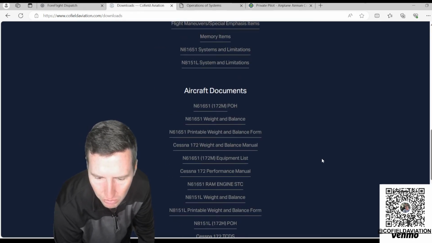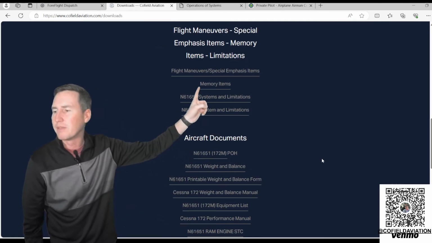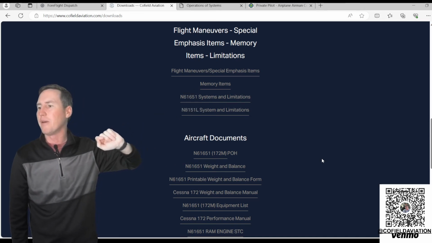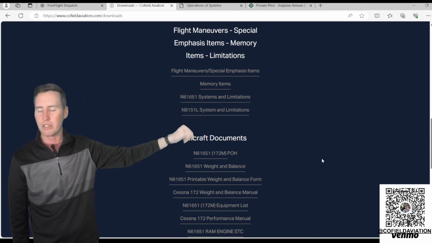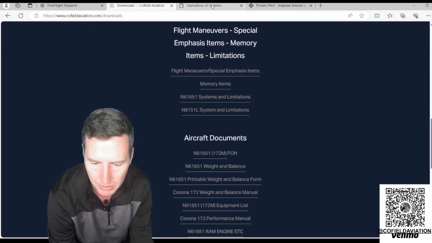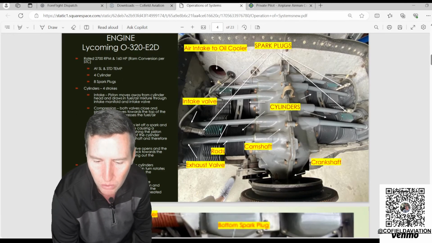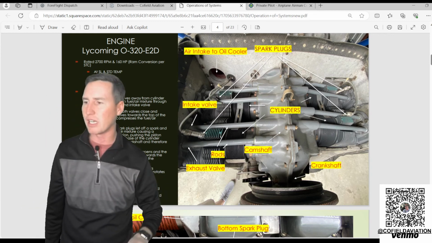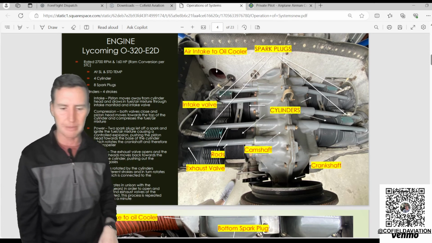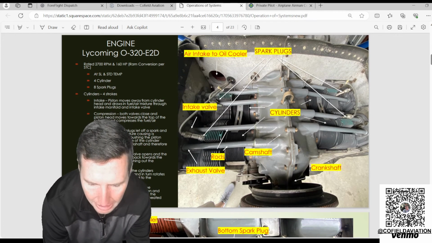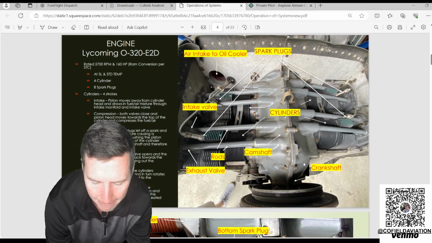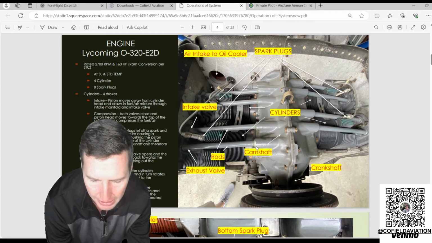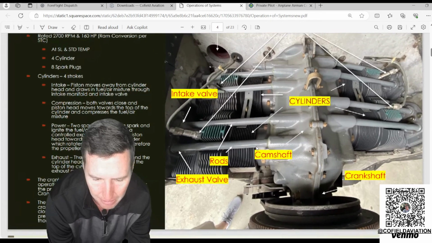I'll show you really quick. Right there. There's the memory items, okay? Also, here's our systems limitations for our aircraft, specific there. Okay, really quick. If you don't care about this, thank you for watching. This will only take just a second. But we're going to talk about basically how this 4-stroke engine creates the power.